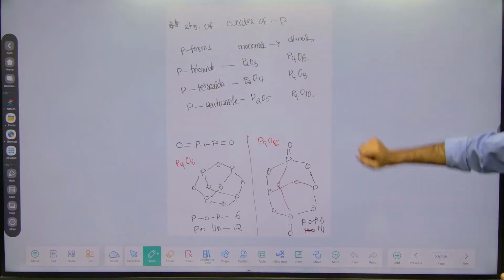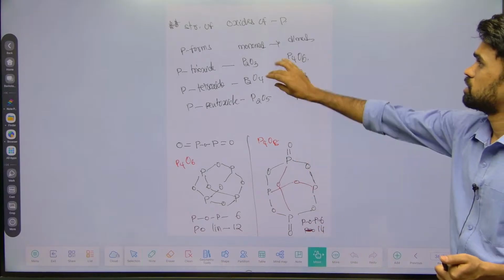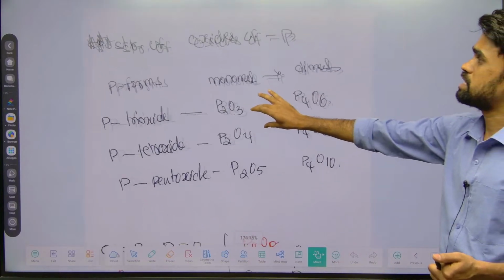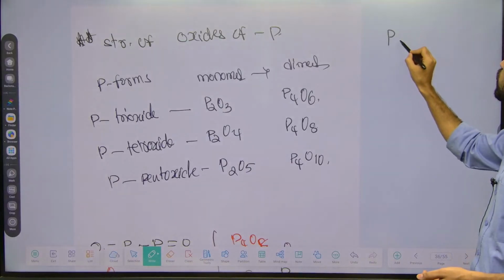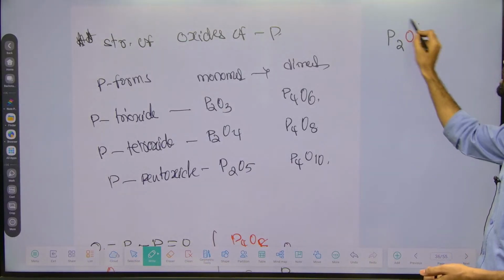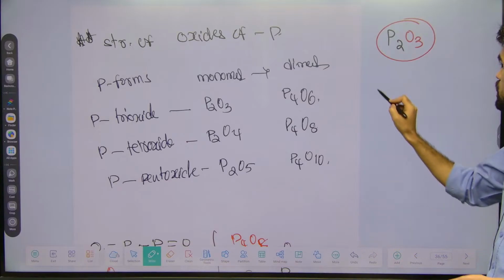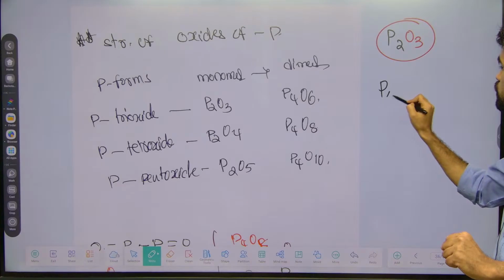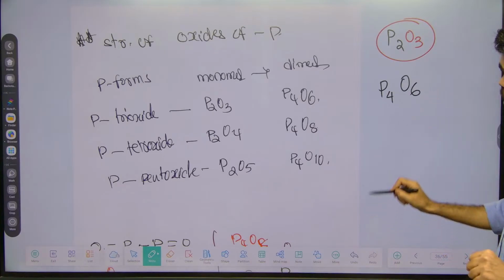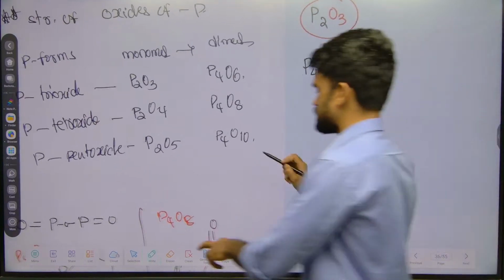Next, you just remember these oxides. Structures of oxides of phosphorus. We have seen P2O3 now. What is the dimeric form of P2O3? This is an EAPCET question, that's why I am doing it. Dimeric form means P4O6. So they will ask the P4O6 structure.